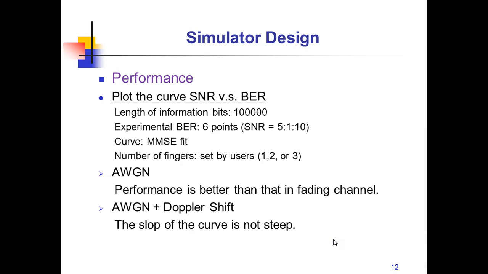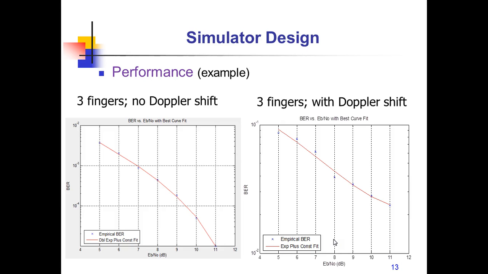Note that changing the number of fingers can significantly affect the slope of the curve. Additionally, the performance is better in the AWGN channel than in the fading channel. I will give an example later in the demonstration. Here I captured 2 figures of the simulation results. Both of the plots are from the 3-finger receiver. The first one is the bit error rate curve in the AWGN channel.